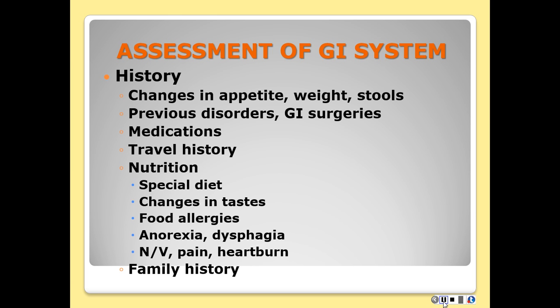We're asking about nutrition. Are they on a special diet at home? If they're a diabetic, do they have a certain number of calories they follow? What is their diet? If they're on Coumadin, how has their diet changed? No green leafy stuff, right. So we need to know those things. Have they had any change in their taste?